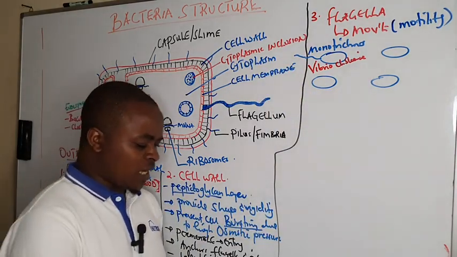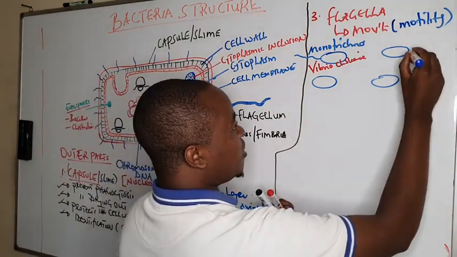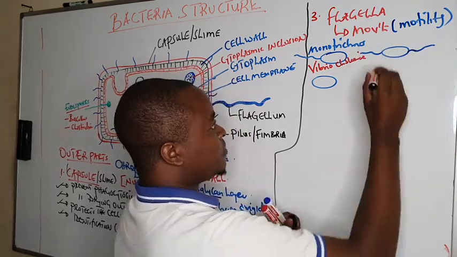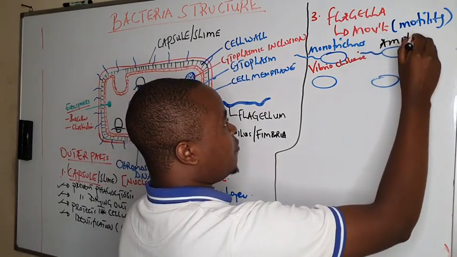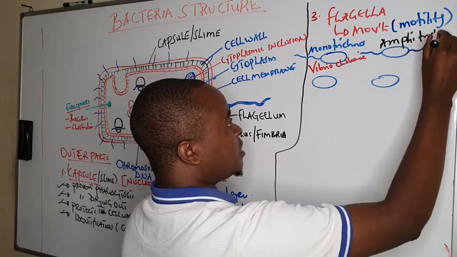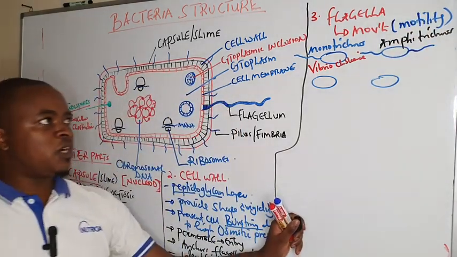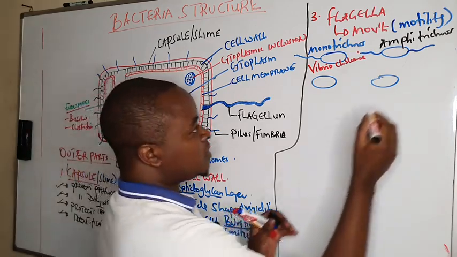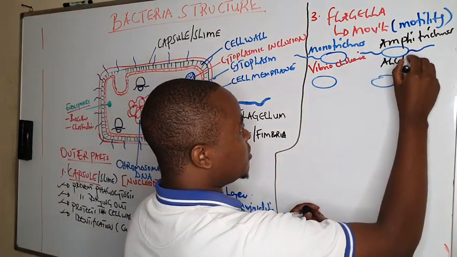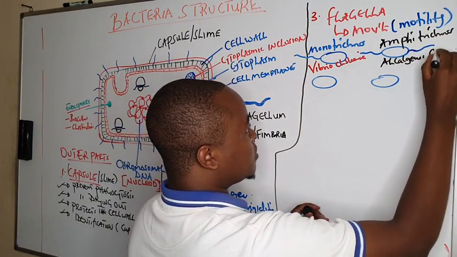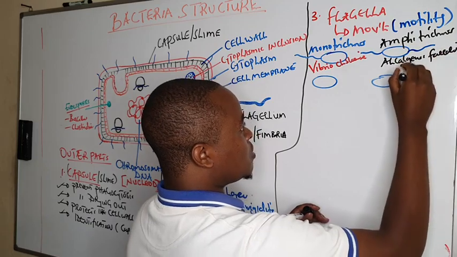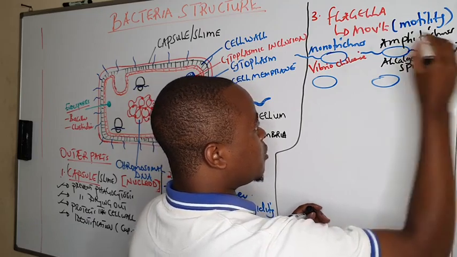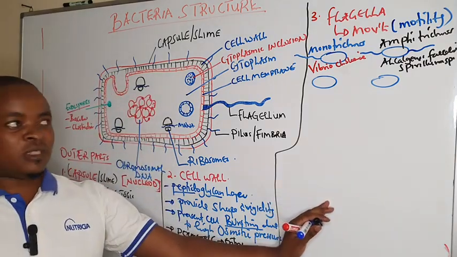And you can find other types of bacteria with one single flagellum at both ends. And this one we can name amphitrichous. Amphi means two-sided. And a bacteria which has one flagellum at both ends, one example is Alcaligenes faecalis. And also some Spirillum species also have what we call amphitrichous arrangement.